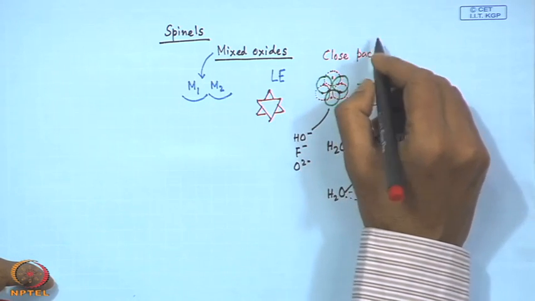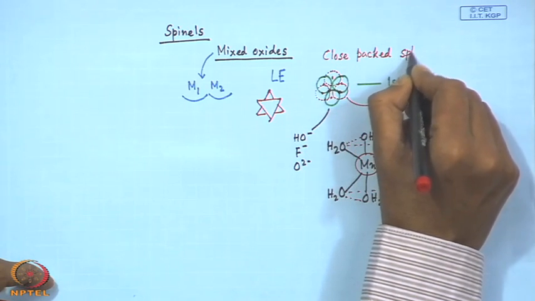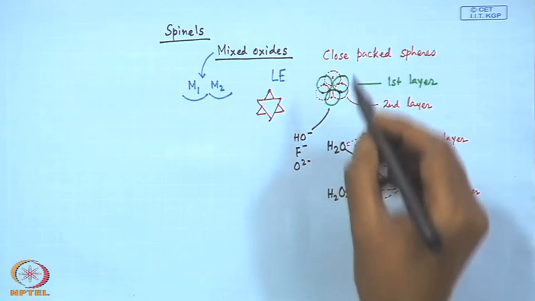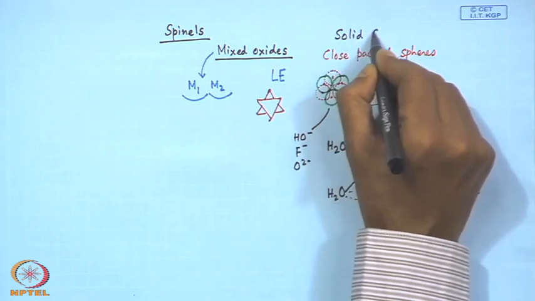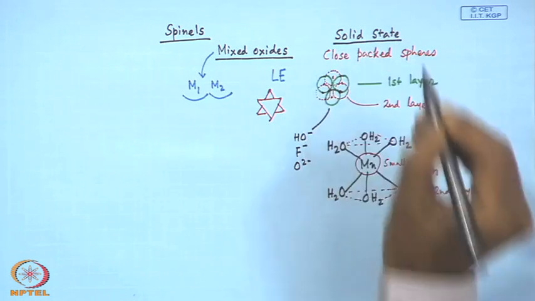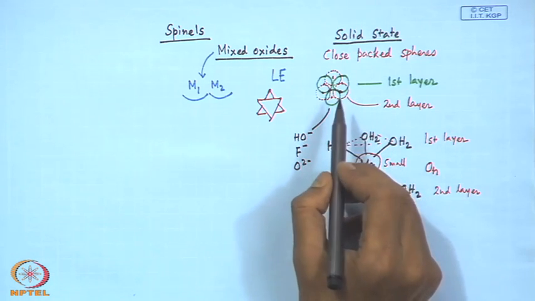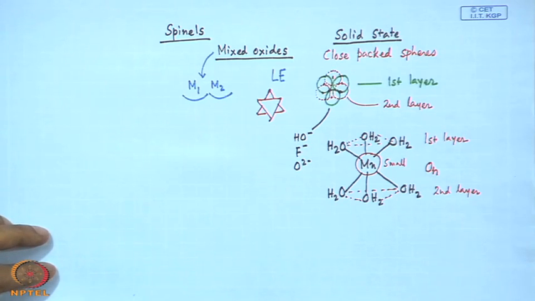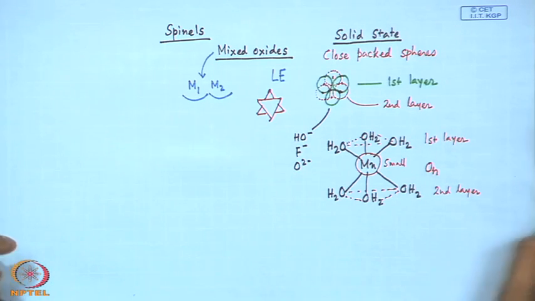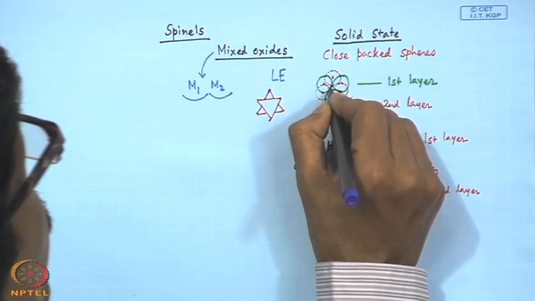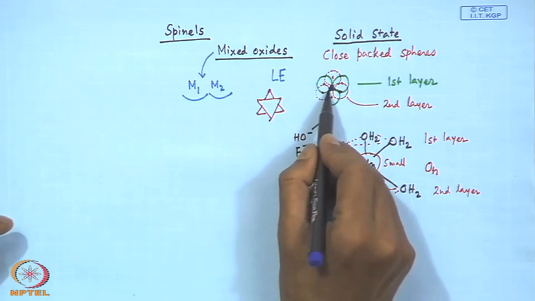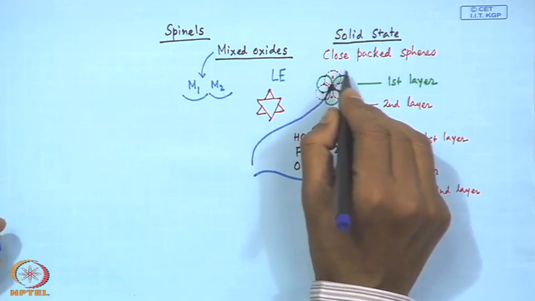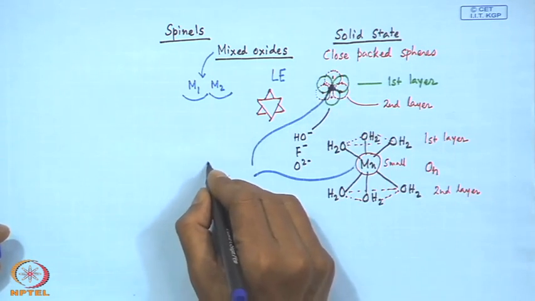So, if we have close packed spheres in the solid state, whatever we are discussing here is based on the corresponding solid state structure. In the solid state structure of these hydroxides, these fluorides and all, we have the close packed spheres, and these two layers are basically formed from hydroxide ion, fluoride ion or oxide ion. But at the end, we are generating this small space. This small space is nothing but the corresponding equivalent position of this manganese. So, due to this close packing of spheres, we have generated one octahedral hole.